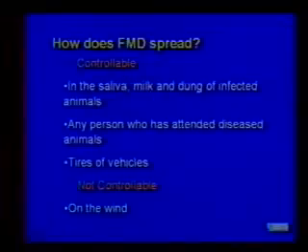Clearly, in terms of the controllable spread, we have to recognize that the virus is present in nearly all excretions from an animal: saliva, milk, and dung of infected animals. And really, any person who has attended diseased animals, if they are not thoroughly disinfected in terms of their clothing and their boots, they also can transmit disease. You will also hear that the virus can be found in the nose of people who have been looking at animals, but this virus normally is present in reasonably low titer, and it's also present for about 24 hours.